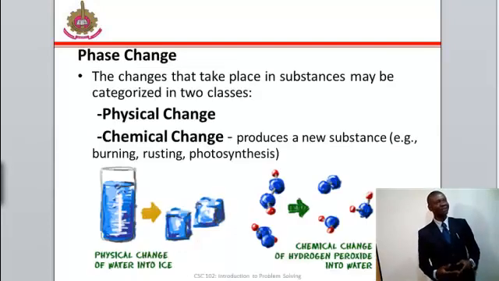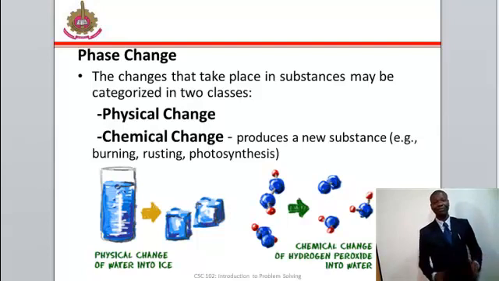Now, let's talk about phase change. The changes that take place in a substance may be categorized in two classes: one, physical change, and two, chemical change. As you can see, a very good example of physical change is water turning into ice, while chemical change is depicted by the conversion of hydrogen peroxide into water. The major difference between these changes is that one is reversible, while the other one is irreversible.